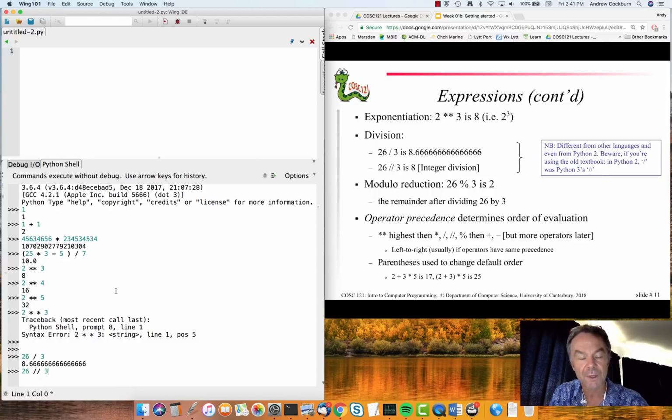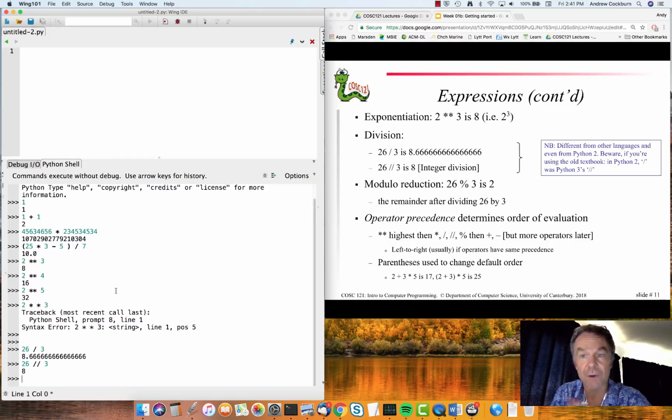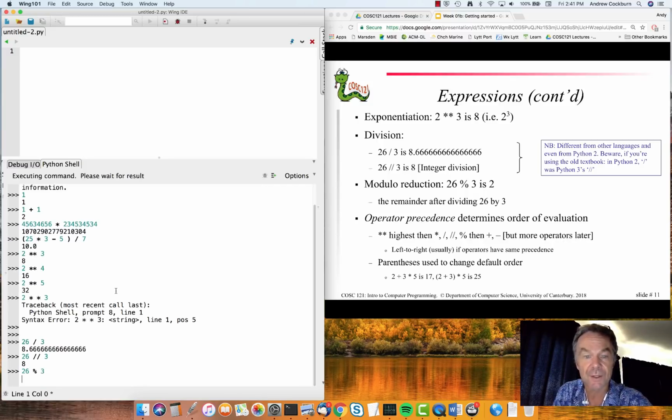If I really wanted to keep these values as integers and have them treated only as integers, I can force integer division by using a different operator, the slash slash operator, and this gives me integer division. So 26 integer division 3 treats both as integers and throws away, if you like, the floating point component. We've also got modulo division, so 26 % 3 calculates the remainder associated with any division. So the remainder of dividing 26 by 3 is 2.